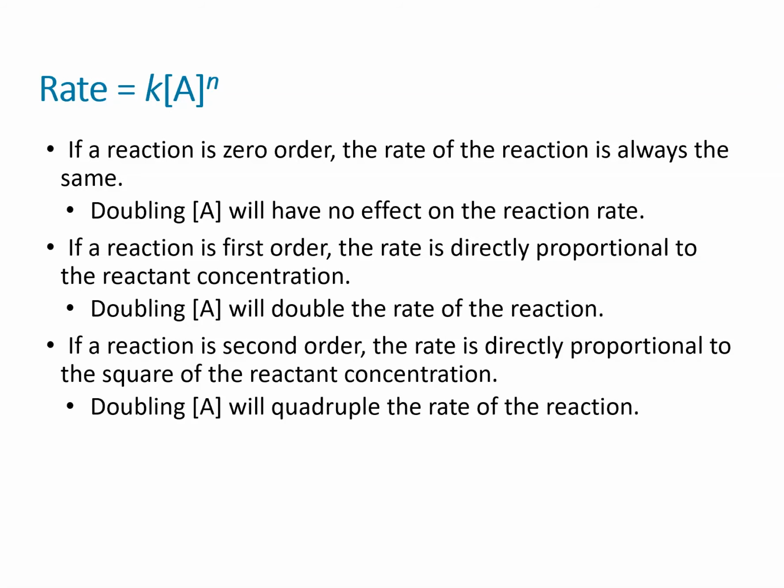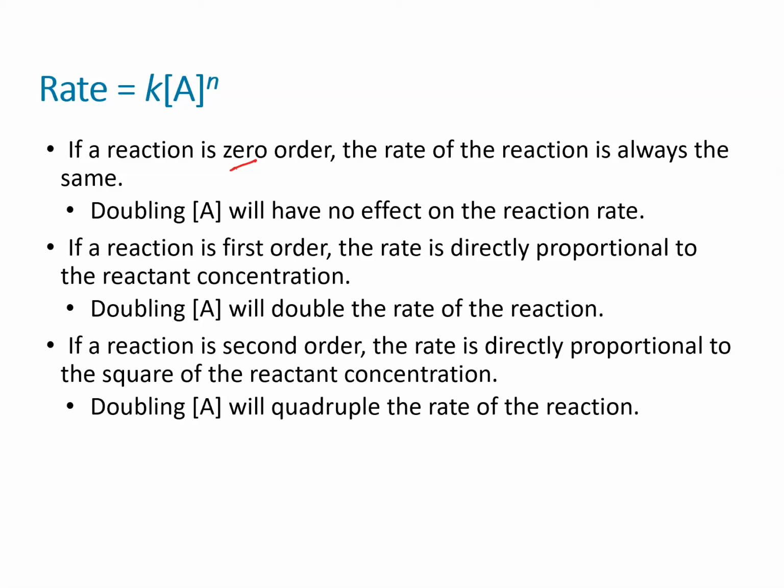So, a couple details. If a reaction is 0 order, meaning n is 0, the rate of reaction is always the same. Because when you raise something to 0 exponent, it's not going to be changing on you. So that means in this particular case that doubling the concentration of reactant A isn't going to affect the rate of reaction at all. It means when n is 0, the concentration of the reactant doesn't matter for that particular reactant.